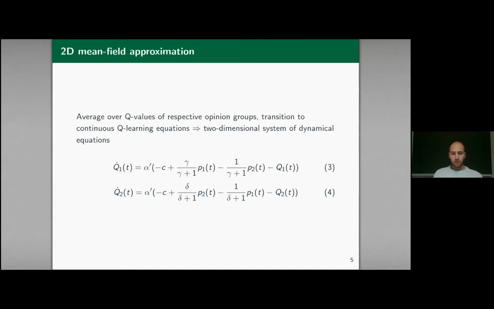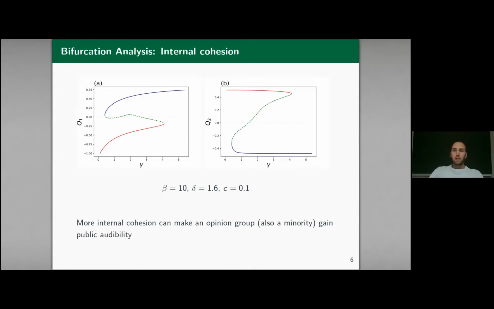And with this, we can do some bifurcation analysis of this whole system. So now we can look at the fixed points and how they change if we change certain parameters. And there are many of them, but I will show 2 bifurcations now that I find interesting. The first one is internal cohesion.